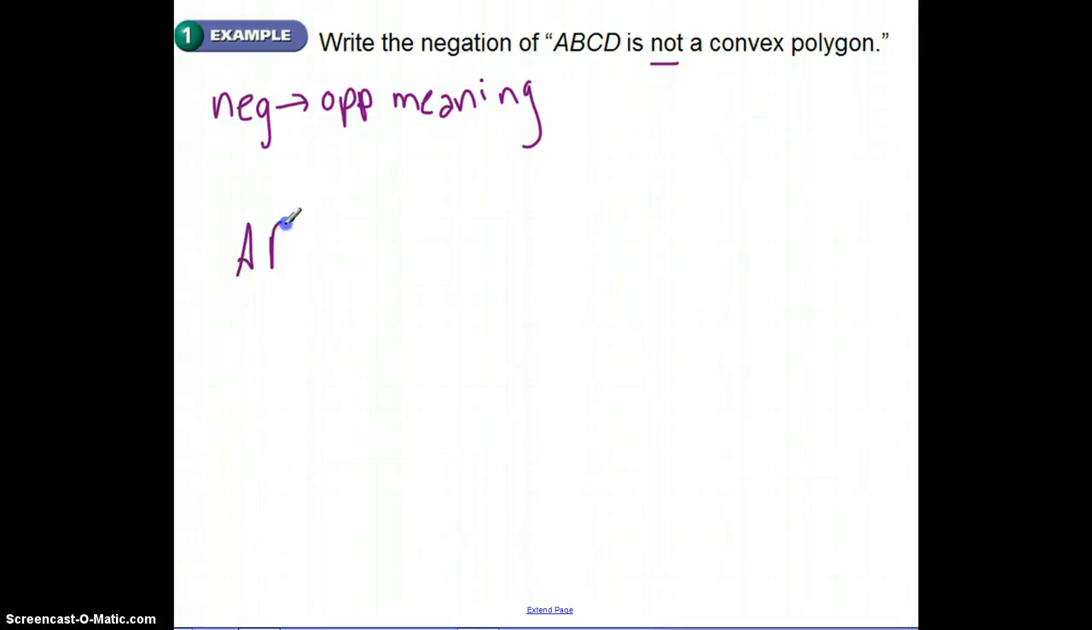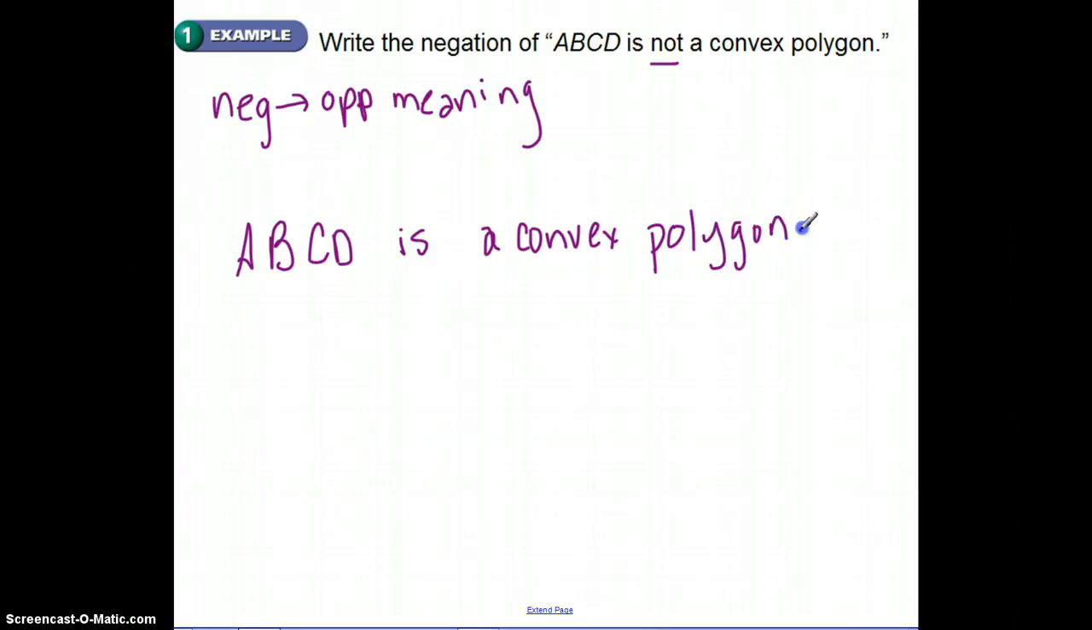So I could write A, B, C, D is a convex polygon. Now remember, they're still expecting that it's going to be in a complete sentence. So don't change so much that it doesn't make sense what you're writing. But you want to make sure that you change the meaning. So this not was the piece that we took out of there. And that changed the meaning to be exactly the opposite.